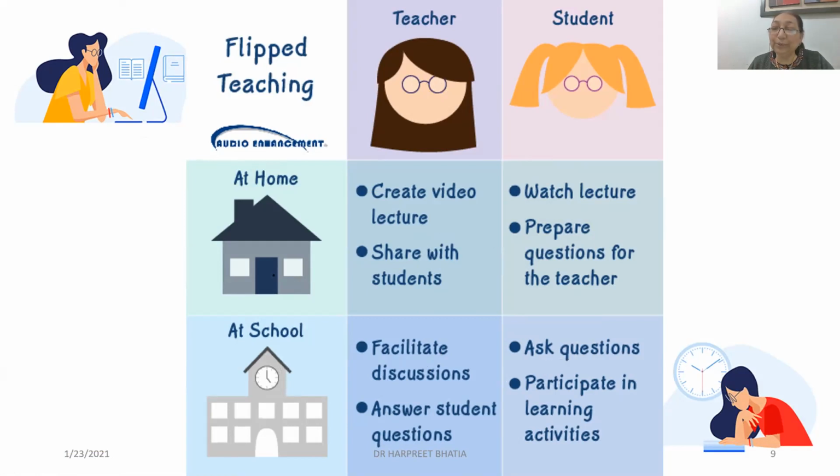What is the student doing in the classroom? The student is asking questions based on the material that he or she has already learned or read, and the student is participating in learning activities like projects, debates or discussions, whatever is happening in the classroom. So you can see there is a kind of role reversal as far as the activities being done at home and the activities done in the classroom setup.